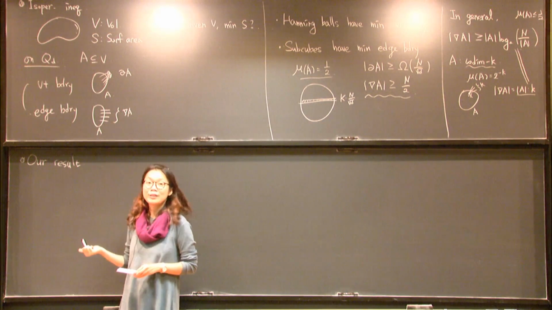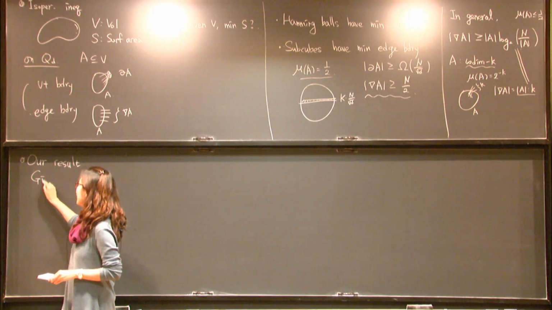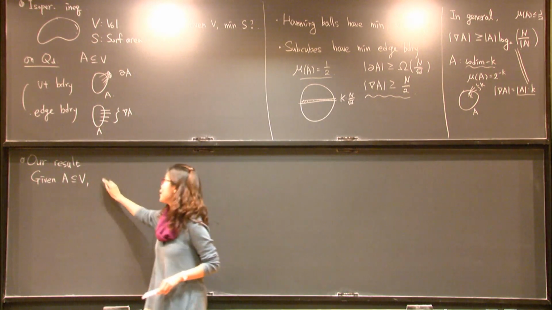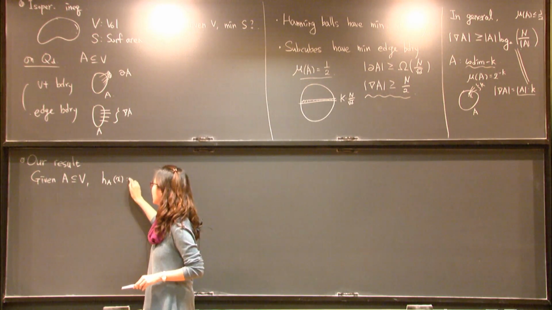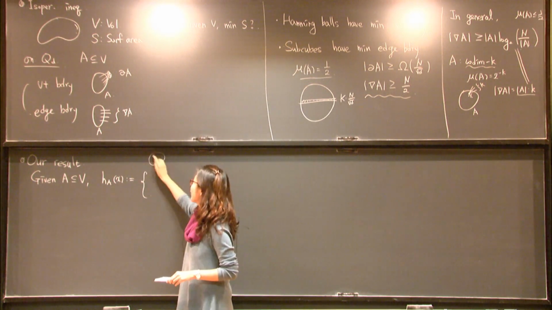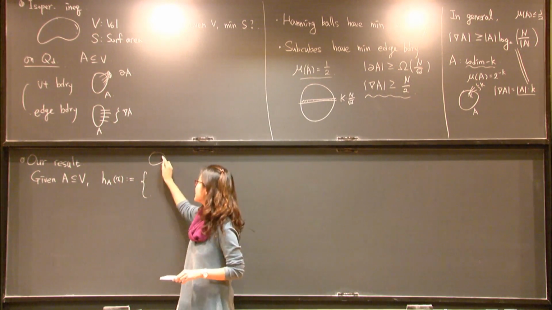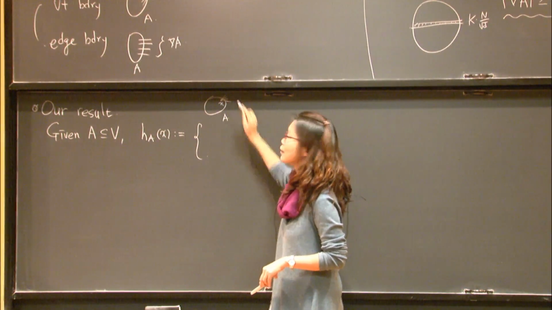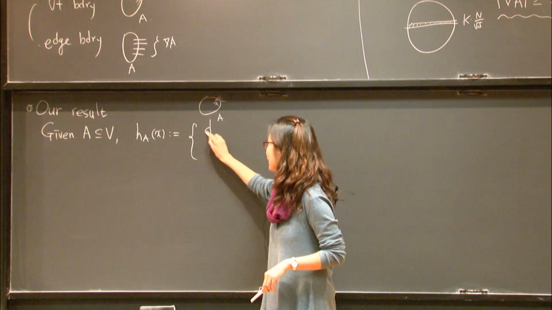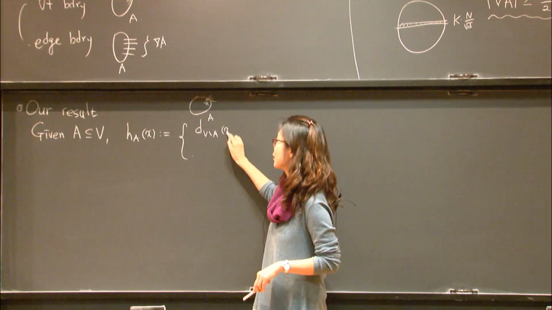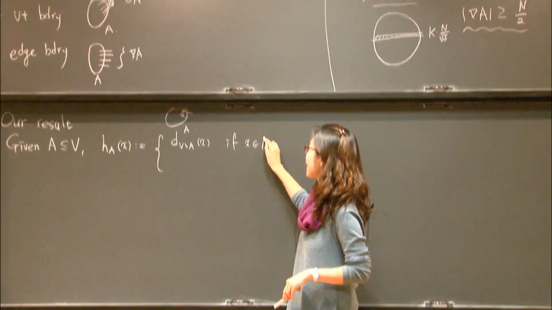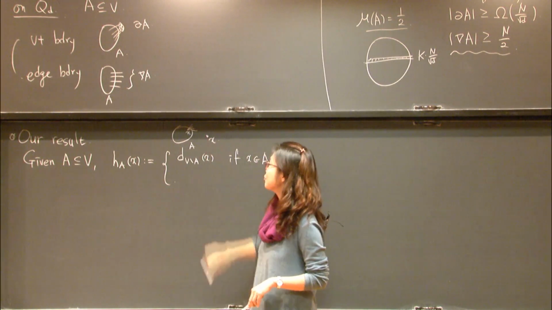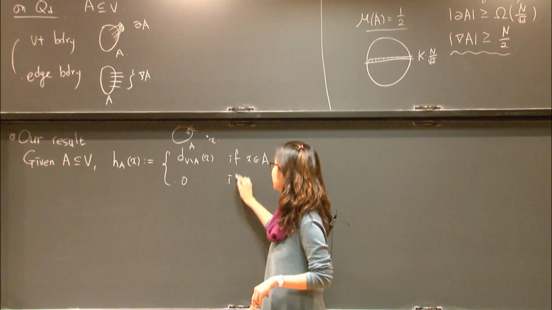So we need a few more definitions here. We have A, so A is given. In this situation, we define H_A of X in this way. This is our A. If this vertex X is inside A, then H_A of X gives the number of outside neighbors. So this is defined as degree in V minus A of X if X is inside A. And if X is outside of A, we just assign 0 to this.